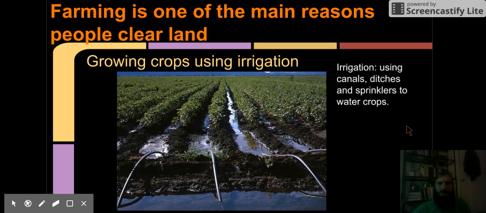Now, in this picture, we show people growing crops using irrigation. Oh, new vocabulary word. Check out irrigation over here on the side. You're going to need this to fill in your worksheet. Irrigation means using canals, ditches, and sprinklers to water crops. So look at the way they make canals for the water to flow in, and they bring sprinklers through, and they do all these changes in the land to make sure that the water can get to the crops. Okay, that's irrigation.